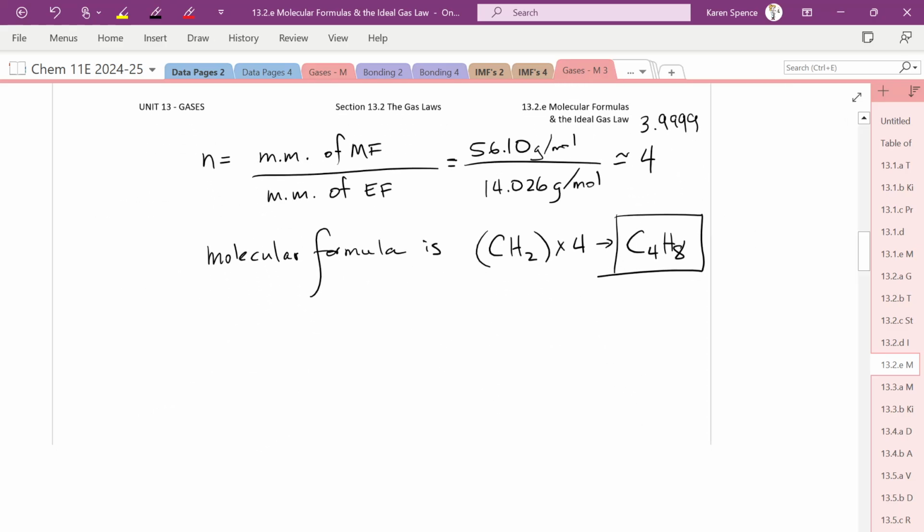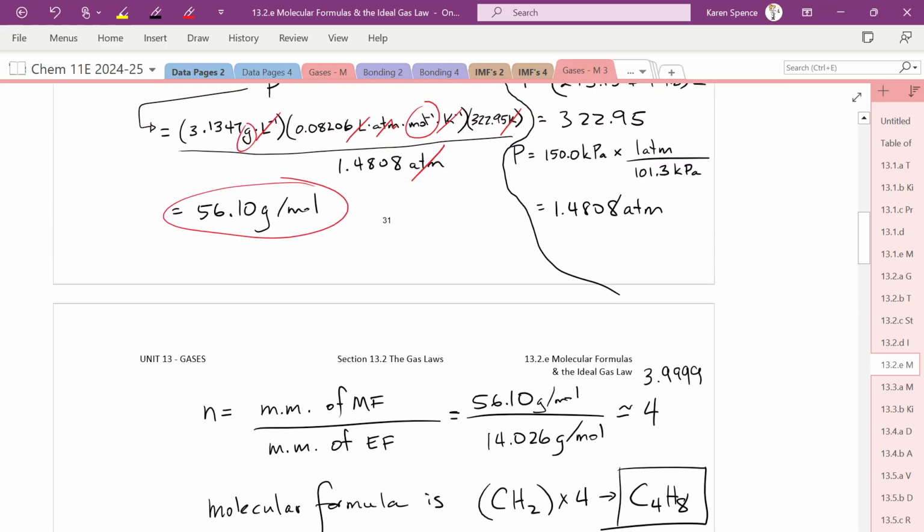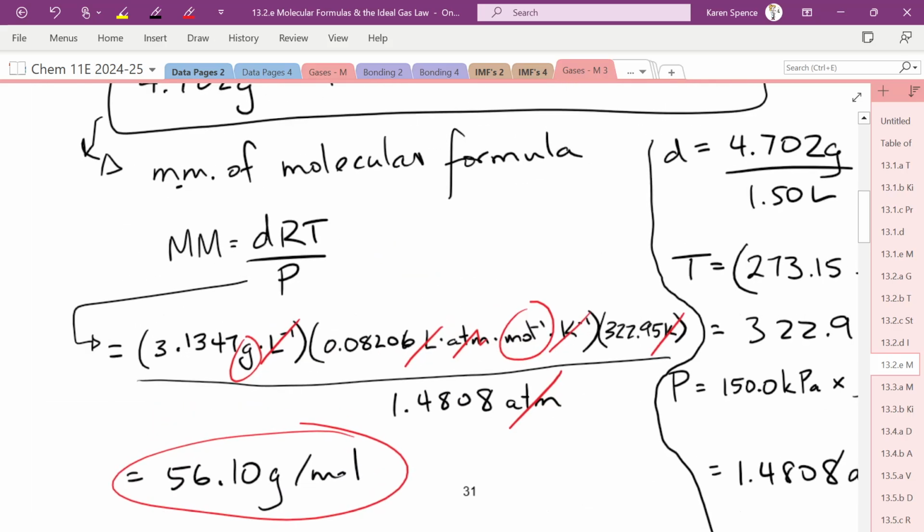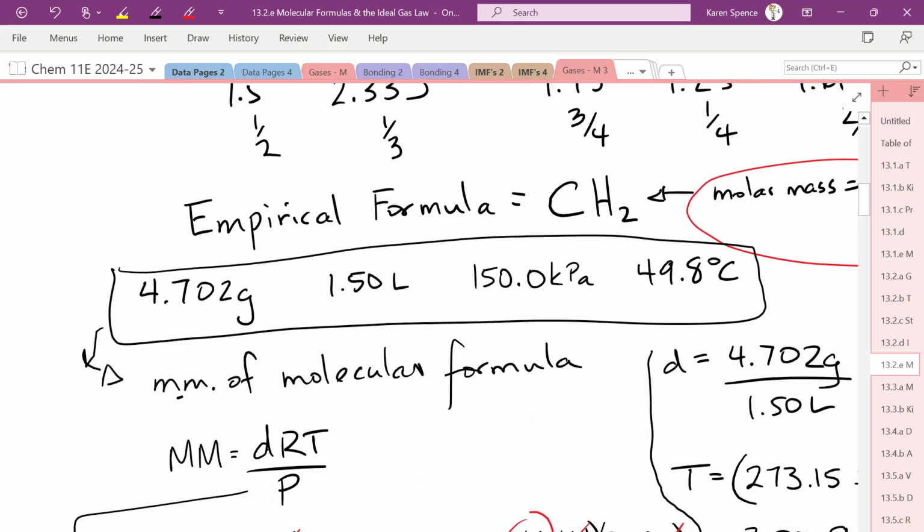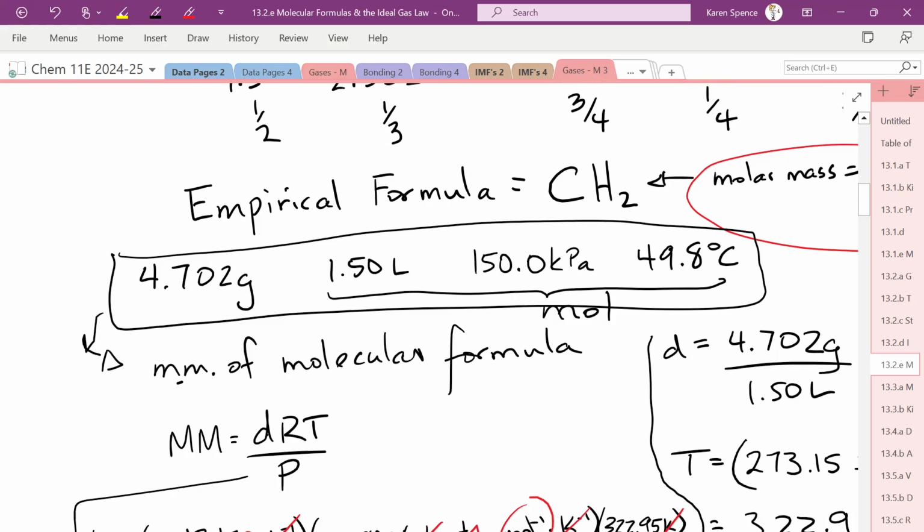So there is another way to do this if you don't want to use Mr. Miyagi equals dirt over P. You could use these three guys to find moles. And you could take your grams and divide by moles. Does that make sense? You could use PV equals nRT.